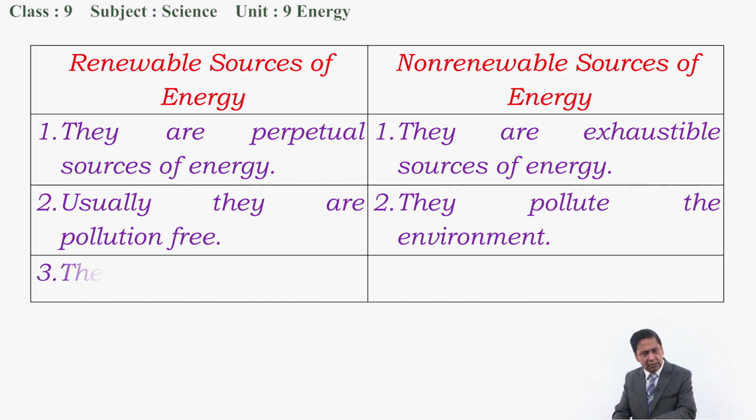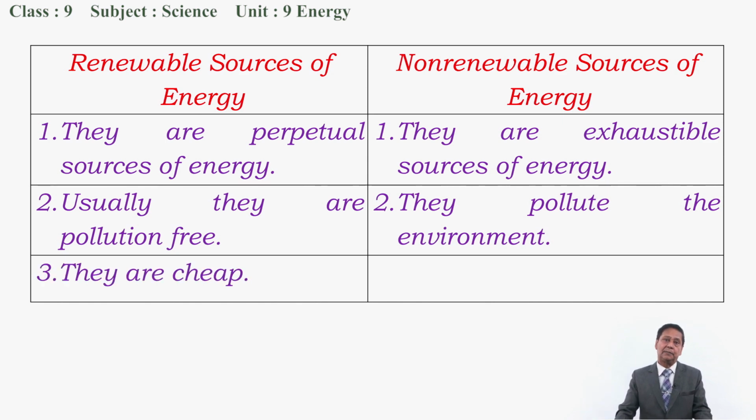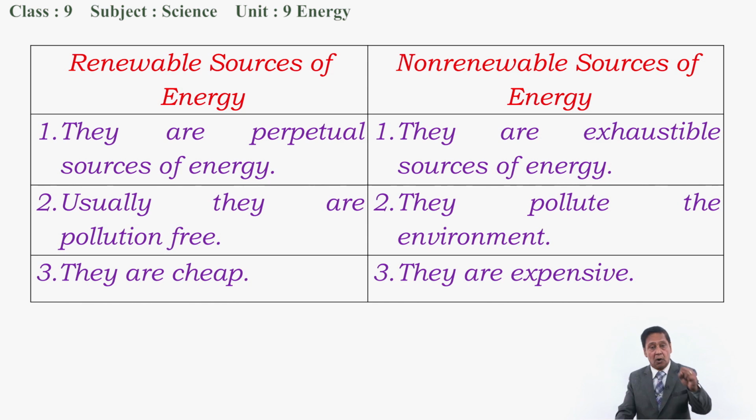Okay. Now another difference is they are cheap. Just for example, this firewood is cheap, which is one of the renewable source of energy. This gobar gas is cheap in comparison with the petrol, diesel, kerosene, coal, etc. But solar energy is free of cost, and this tidal energy is free of cost. Some of them are cheap, some of them are free of cost. But here, in case of this non-renewable source of energy, they are expensive in comparison with this.